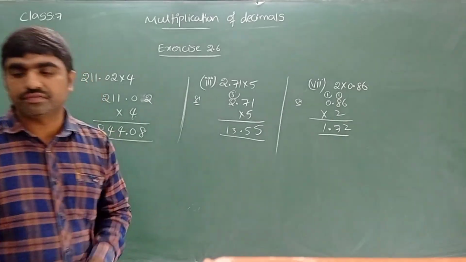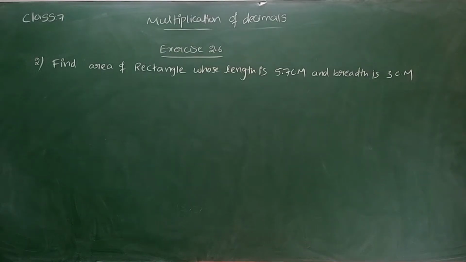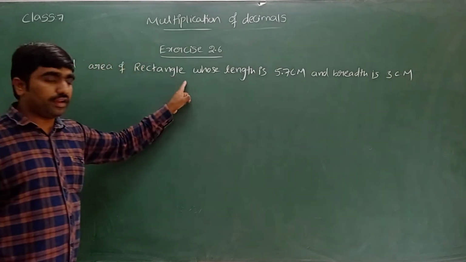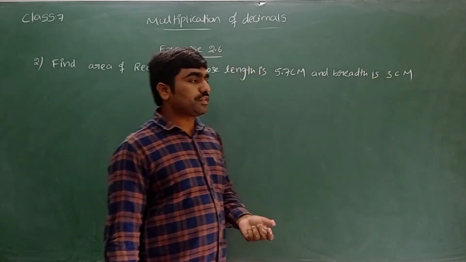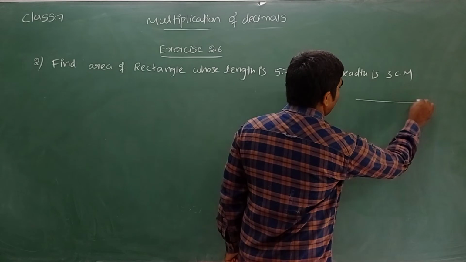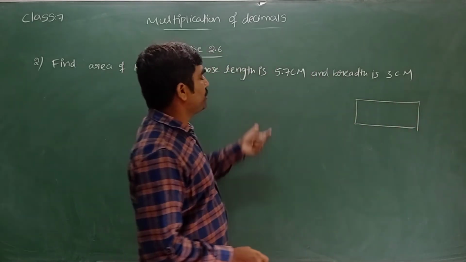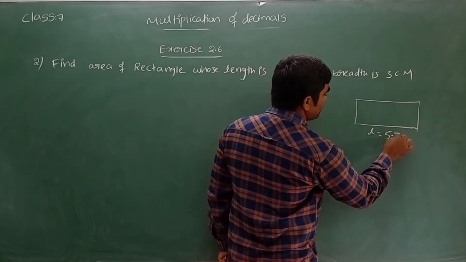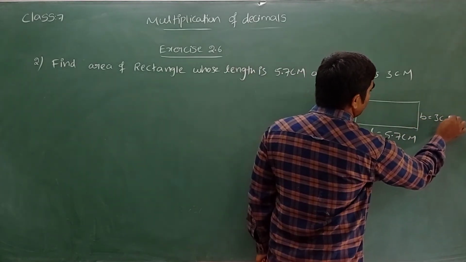We'll see now the second bit. Yes. Now we'll see the second one. They are asking: find the area of a rectangle whose length is 5.7 centimeters and breadth is 3 centimeters. Here we have a rectangle. You know a rectangle has opposite sides equal. So length is 5.7 centimeters and breadth is 3 centimeters.